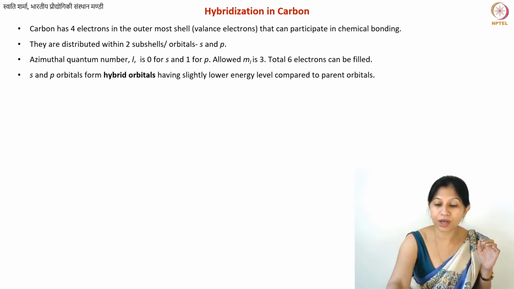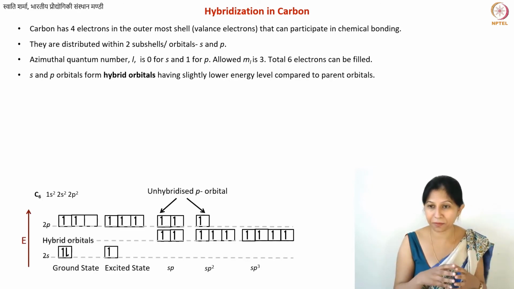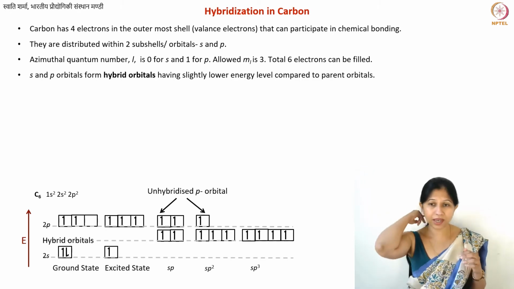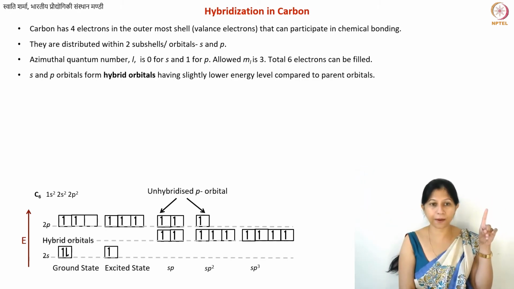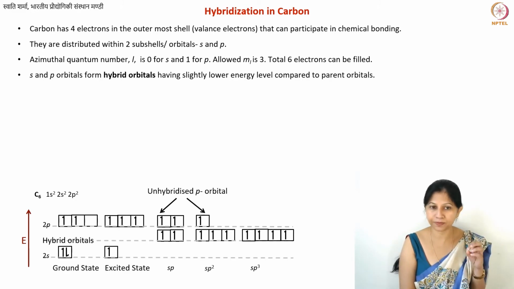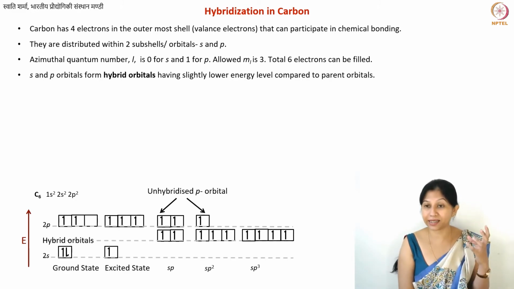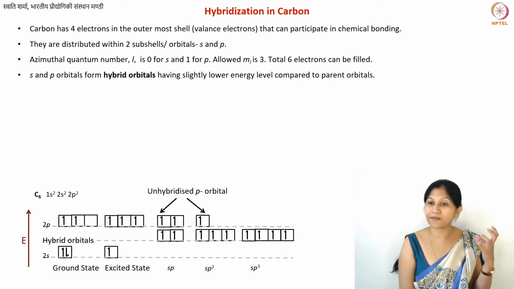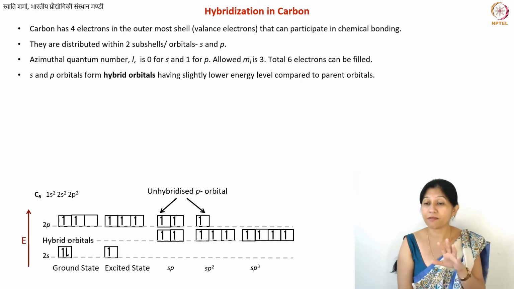I'm going to describe that with this diagram. What do you see here? E is the energy. In the case of the ground state carbon atom, you have this 2s and 2p orbital. There is a slight difference between the energy levels of the s and p orbitals, of course. Now when it is excited, the excited state is the state when your carbon atom has a possibility of bonding.